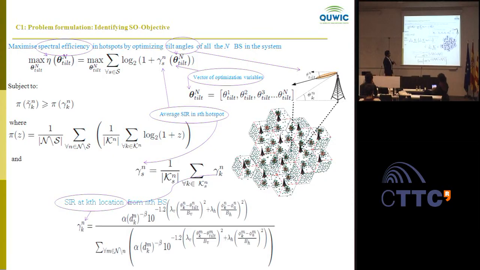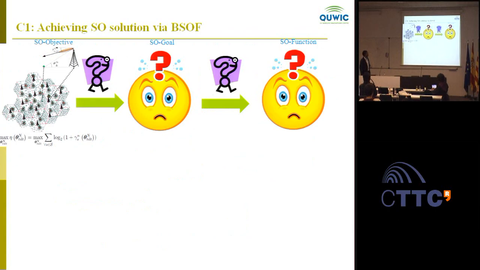So just by looking at this function, and this is the constraint. The constraint is saying that, okay, for all the users which are not in the hotspot, the spectral efficiency after the tilt optimization should not be lower than what it was before the tilt optimization. So this is the constraint, and this is the problem. Just by looking at it, you can see that it's never going to be convex, and at the same time, it's a very large scale function. So we have done our first step.